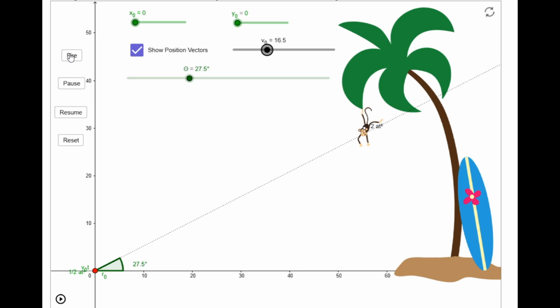If the hunter aims slightly below the monkey, the bullet will pass below the monkey because it will have a flatter trajectory. If the hunter aims slightly above the monkey, the bullet will pass above the monkey for the same reason.